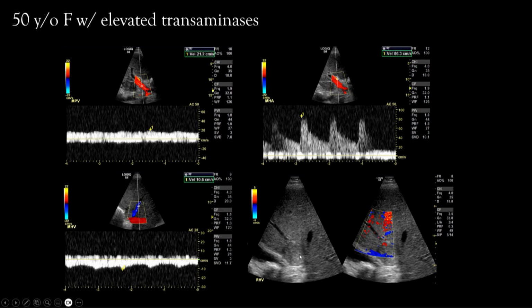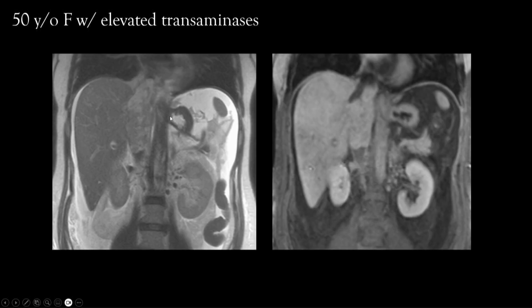So sort of kind of isoechoic mass that seemed to be at the hepatic vein insertions there. And then there was no flow within the upstream right hepatic vein, so that looked like that was thrombosed. This patient went on to get an MRI. Coronal T2 weighted image here shows that large filling defect within the IVC.